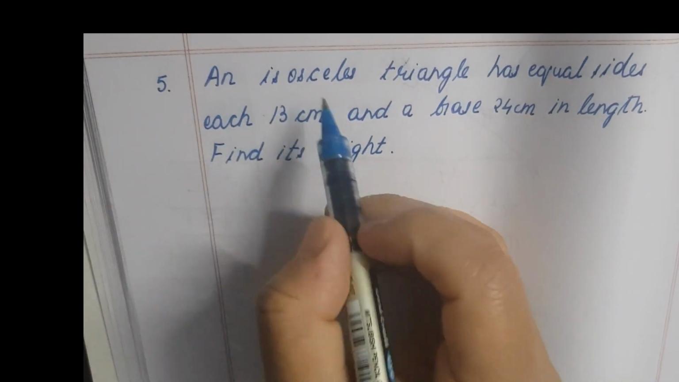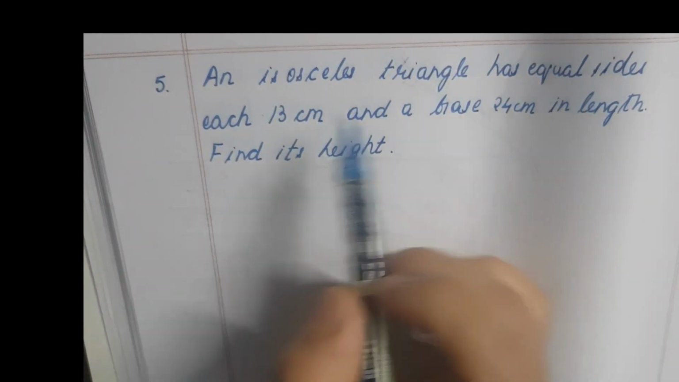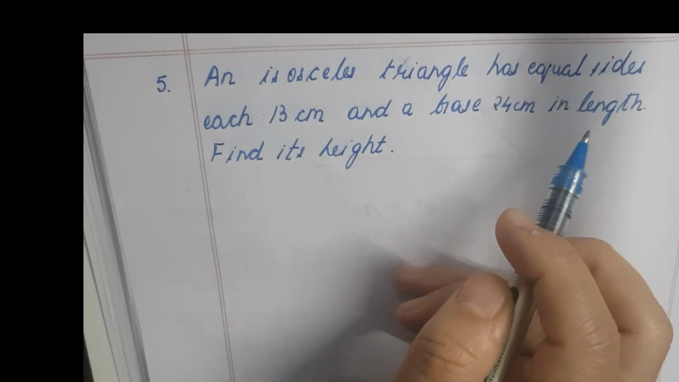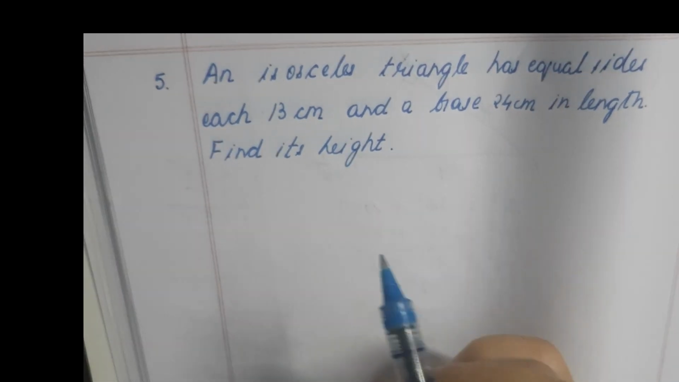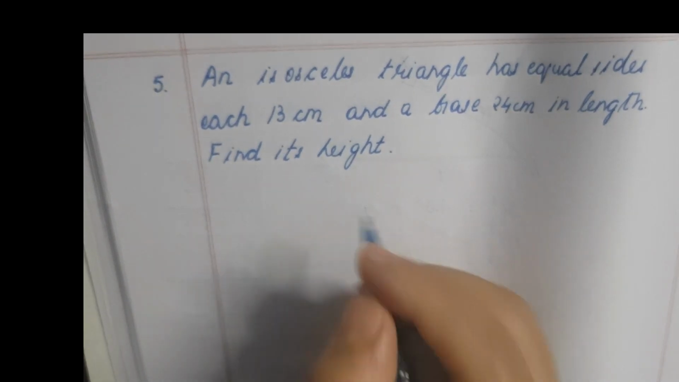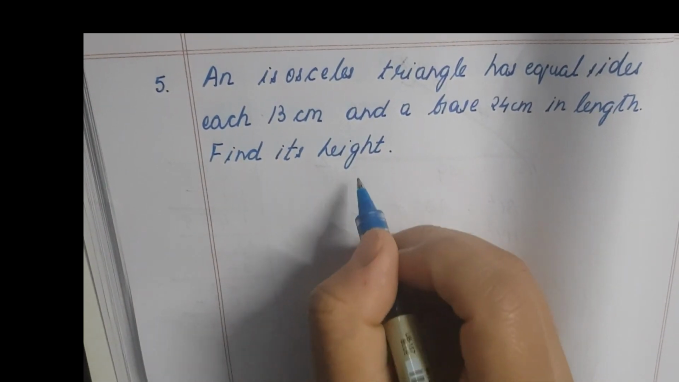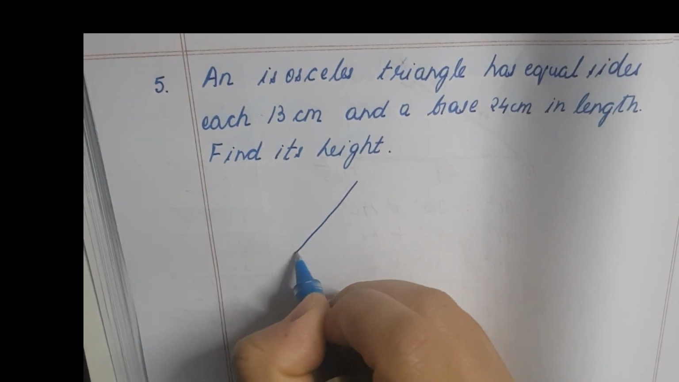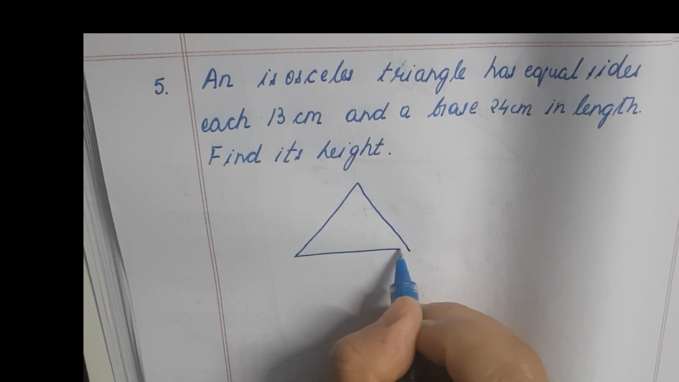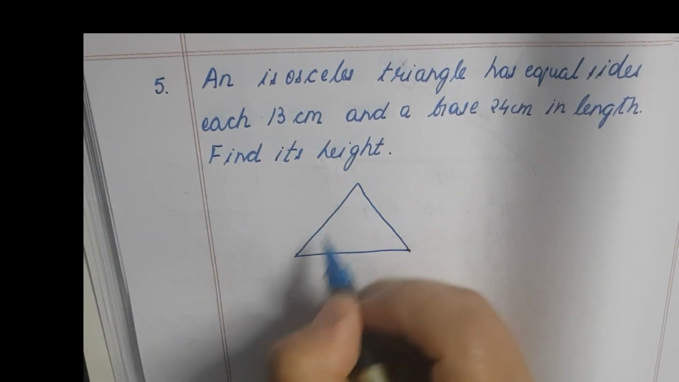Sum number 5. An isosceles triangle has equal sides, each 13 cm and a base 24 cm in length. Find its height. So isosceles triangle, we know 2 sides will be equal. Okay, so let's first draw a triangle. Say, for example, this is a triangle, an isosceles triangle. So its sides are equal, they have said.